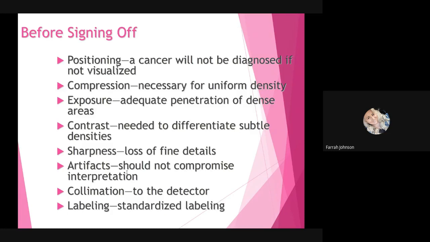Also, artifacts. These should not compromise the interpretation of the mammogram. So, for example, if you got the patient's hand in the image, you would want to repeat that image as that is an artifact. Then we have collimation to the detector. You want to make sure that you're not using a large paddle for a patient who can fit on a small paddle. And then lastly, labeling. You need to have a standardized labeling process to ensure that you're always complying with MQSA standards.